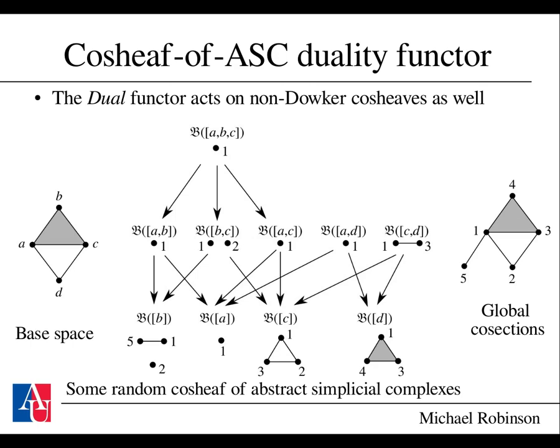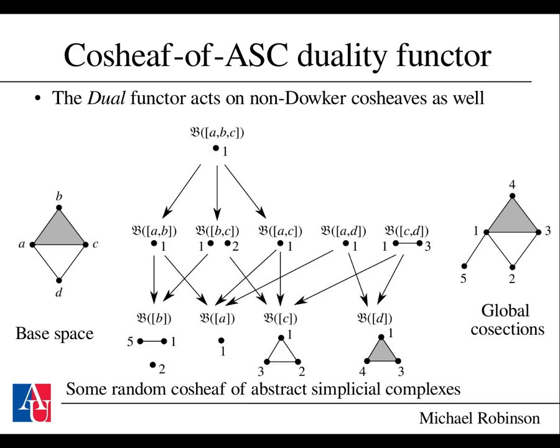Well, let me just take an arbitrary cosheaf of abstract simplicial complexes on an abstract simplicial complex and show you how this works. So this is not the Dowker cosheaf representation for any relation. And you can see that because the cosections over C, the vertex on the bottom, is not a complete simplex. Okay, it's an empty triangle. So how does this work? Well, I'm showing here the base space and the global cosections. And now what I'm going to do is compute what this duality functor is supposed to do.